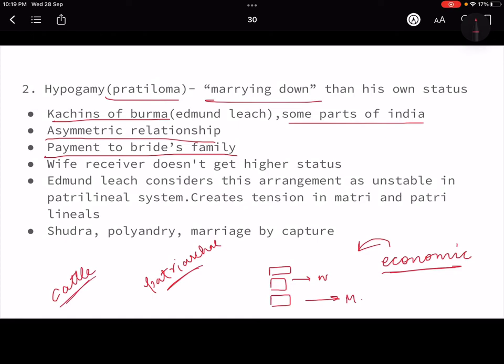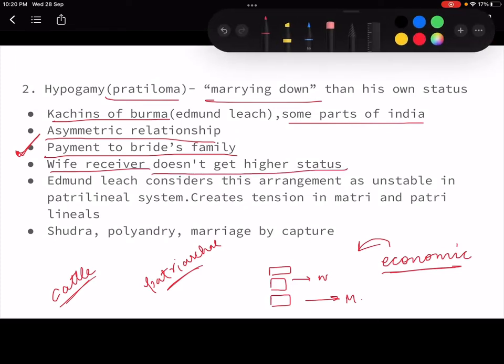But the point is, over a period of time, this whole idea got distorted, and new ideas like dowry and other kinds of ideas came in. So the first point is that in this the payment is given to the bride's family. The second thing is, they are wife receivers. Sorry, the wife receiver doesn't get high status.